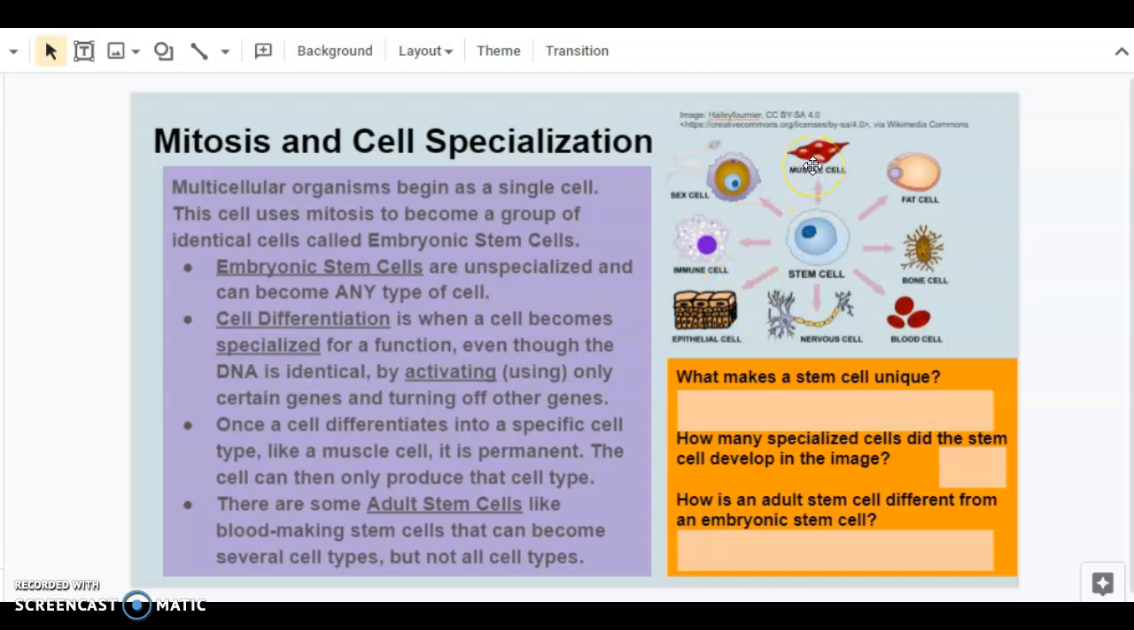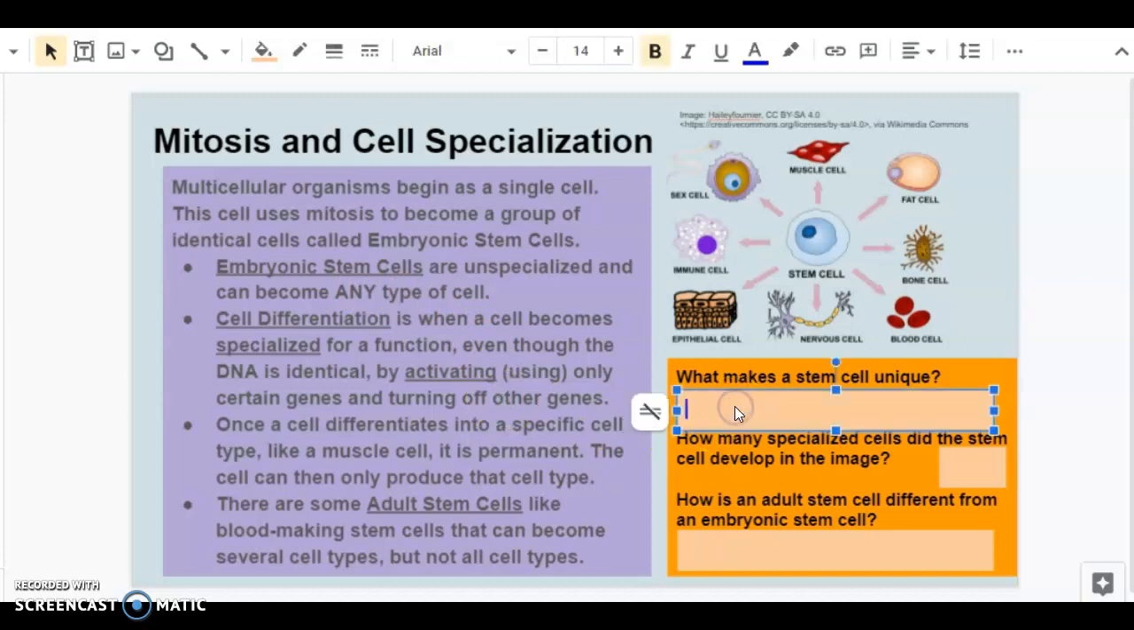Its path is set. There are some cells called adult stem cells that are only partially set. They can make several cell types, but they can't make any cell type. That makes embryonic stem cells the least specialized and have the most potential to become any cell type.